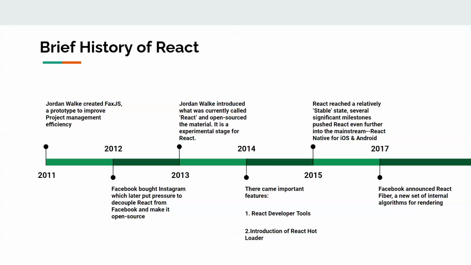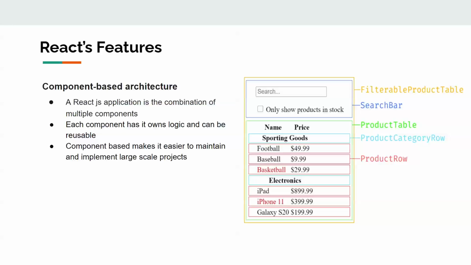But now that we have a basic knowledge of React and its evolvement, next, let's move further into some details about this amazing framework. Okay, let's talk about React features. First, React has a component-based architecture. A React.js application is a combination of multiple components, and each component has its own logic and can be reusable.